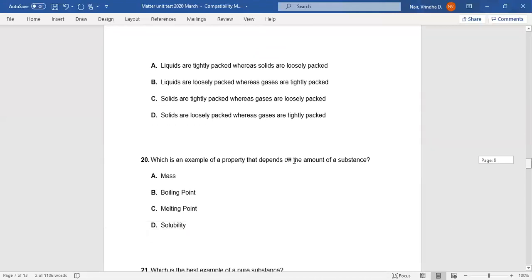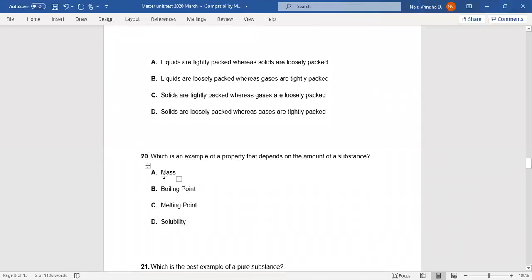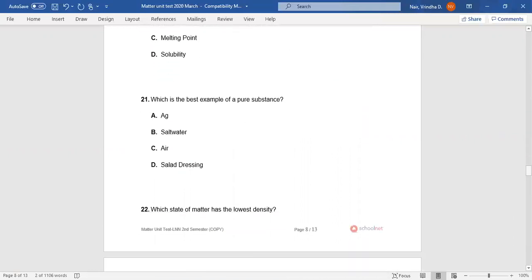Which is an example of a property that depends on the amount of substance? So again, which is the example of a property that depends upon the amount of a substance: mass, boiling point, melting point, or solubility? Which is the best example of a pure substance? Is it a gold bar? Is it salt water? Is it air? Or is it salad dressing?